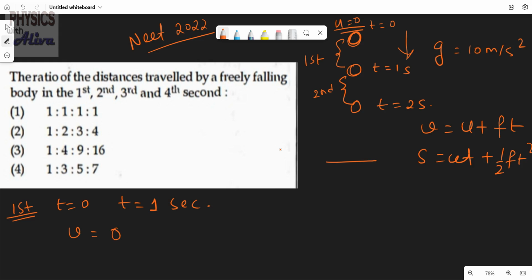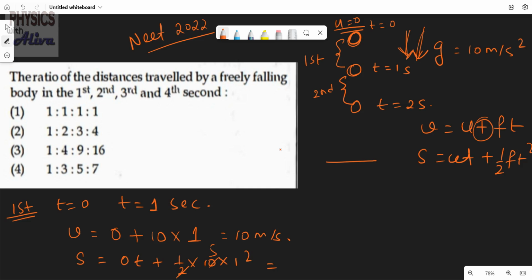So we can write U plus F, which here is g, that is 10 meter per second square. The body is falling in the downward direction and acceleration is always in the downward direction, so this sign will be positive. So we can write 10 times t, and t is 1 here. So 10 meter per second is the final velocity. And S equals Ut, that is 0 into t, plus half F, which is 10, t square, which is 1 square. So this will be 5 meter.